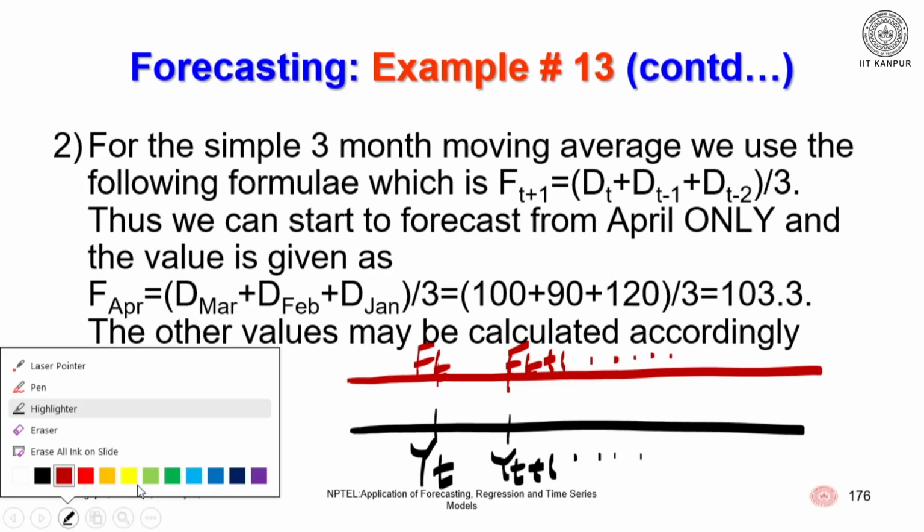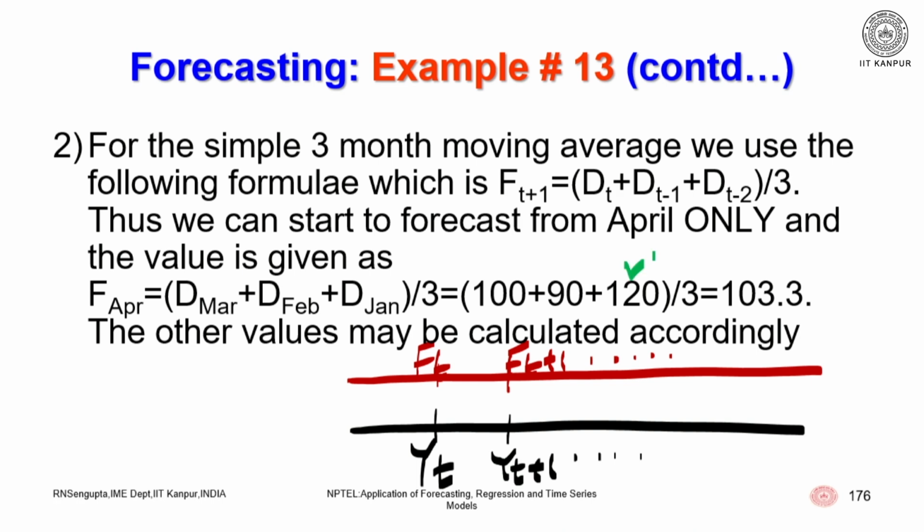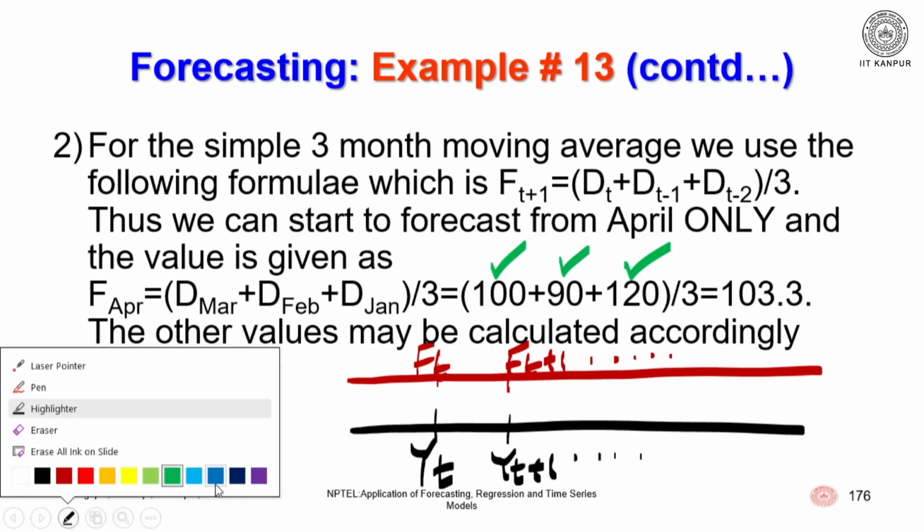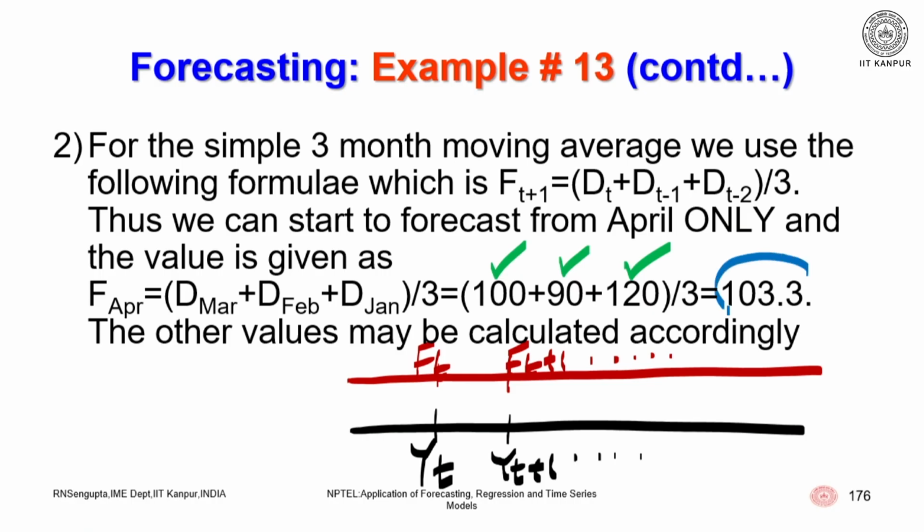I will mark them with green. So, it is 120 for January, 19 for February, March is 100, add them up, divide by 3, and that value comes out to be 103.3. So, that 103.3 which you are getting, which is the 3 month moving average with equal weightages of 1/3 for each month, would be compared with the actual data for April.